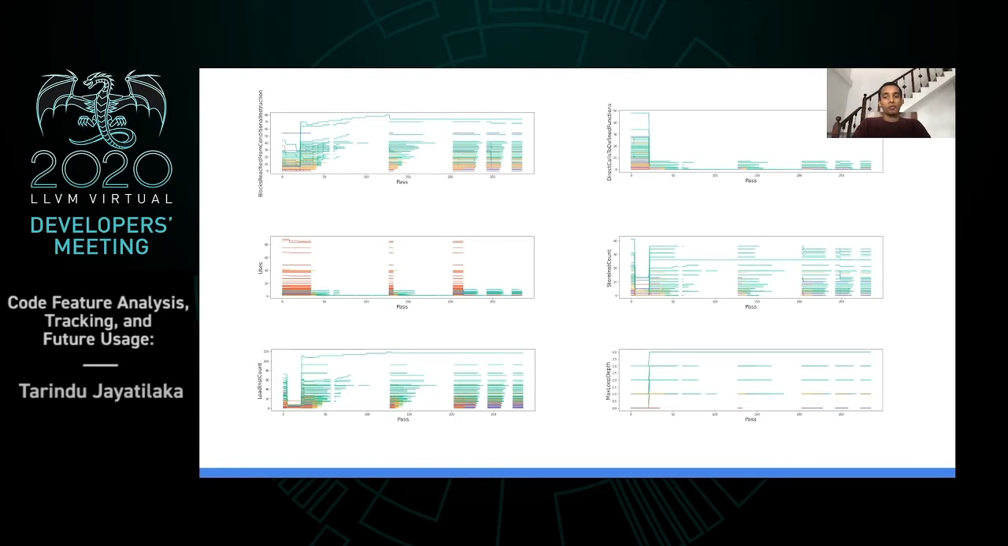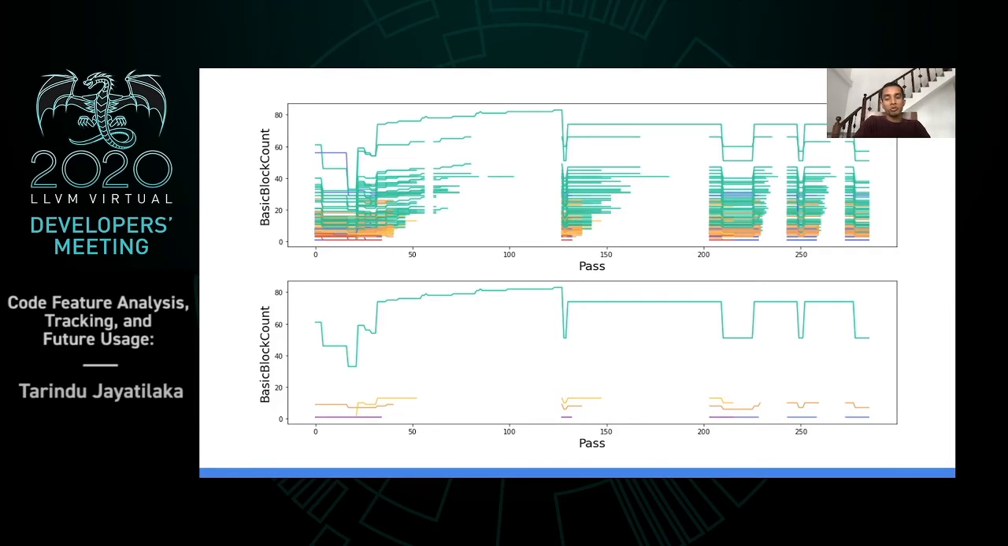Here's how the rest of the code features change over time. And something interesting here is you can notice that some of the passes do not change any of the code features we are looking at right now. So that's something interesting.